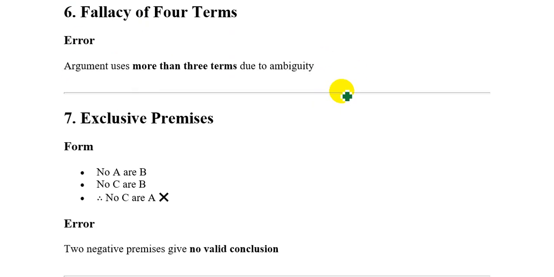Let us look at the fallacy of four terms. Here the error is basically that the argument uses more than three terms due to ambiguity. We have already covered this also by way of an example. A bank is a financial institution, river bank is muddy, therefore river bank is a financial institution. On a similar line, basically we are getting four terms here.